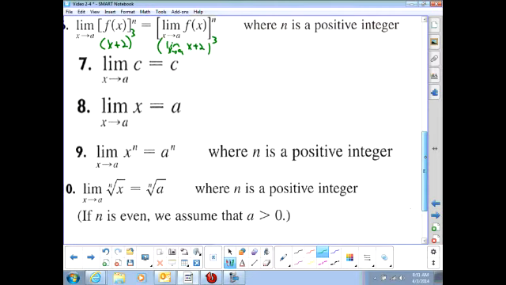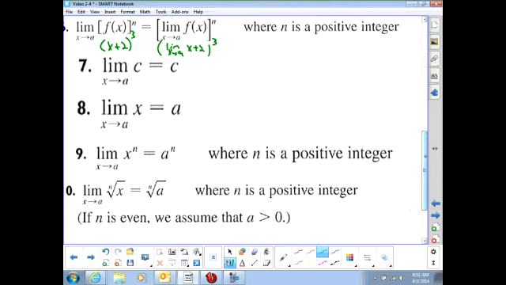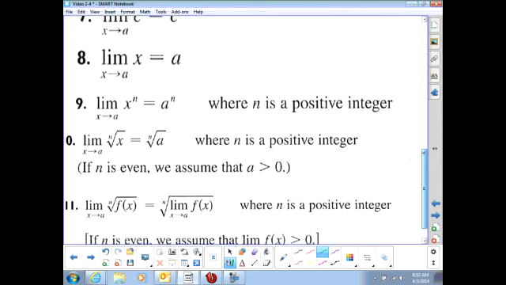Nine is pretty similar to 6, just in 9, we have a single variable x, not necessarily a whole function. It kind of combines 6 with 8, because if you have that single variable x, that should just end up approaching whatever x value you're approaching. Like if x is approaching 2, that base should just get close to 2. And 10 is pretty similar to 9 because roots can actually just be written as exponents.